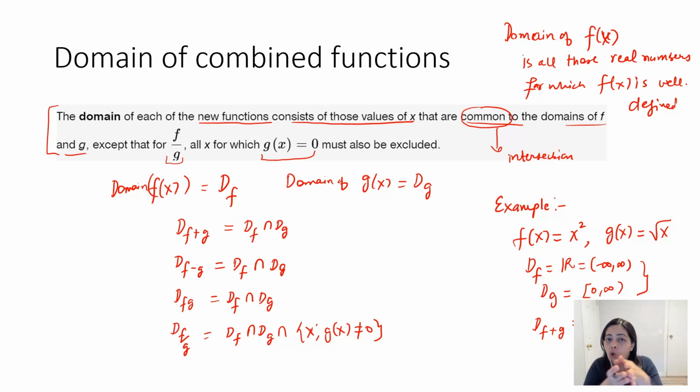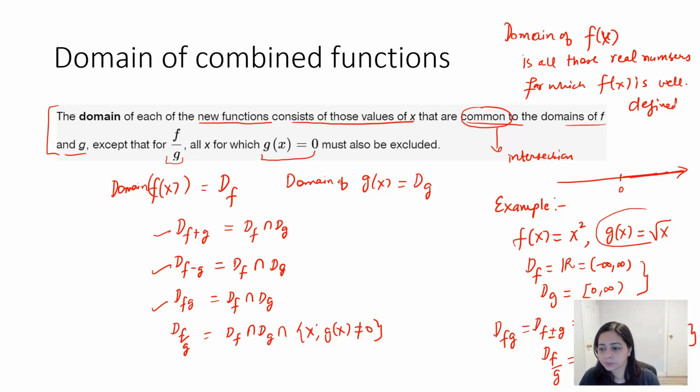Now the domain of f is the whole real line, right? And the domain of g only starts from 0 onwards. So obviously 0 onwards, that's the intersection part in both the domains. So the domain of f plus g is actually this. The domain of f minus g is also the same. And in fact, the domain of f times g is also the same. This is coming from the result that you just have to take the intersection of individual domains. But when you write the domain of f over g, then this is the intersection of individual domains and intersection with those values where g is non-zero.